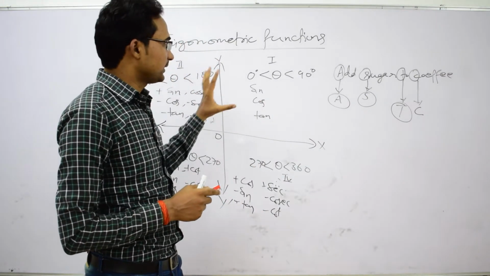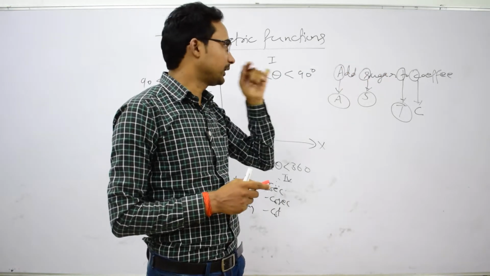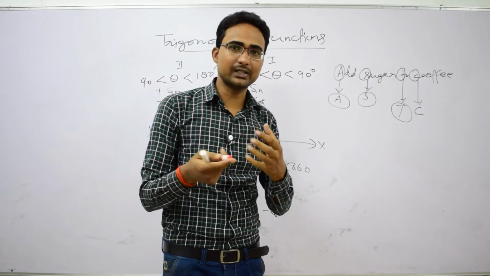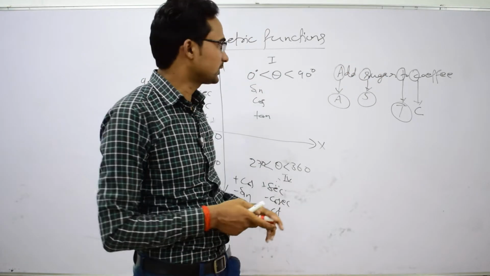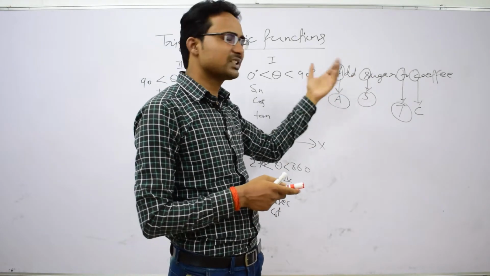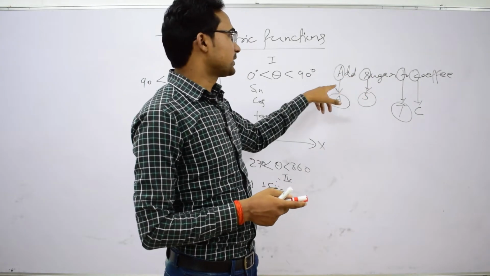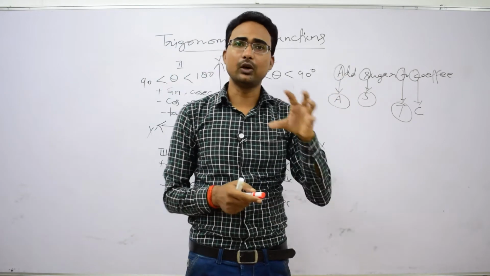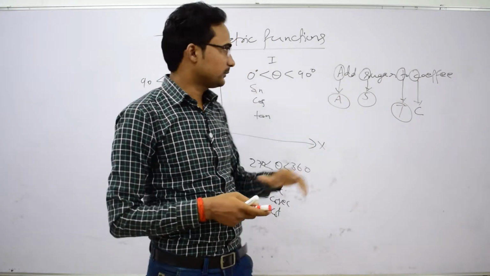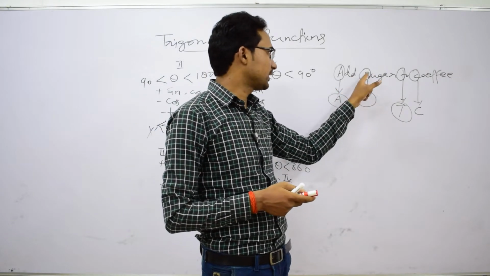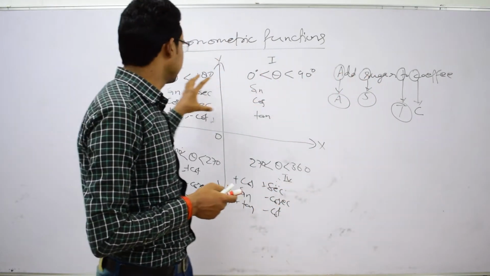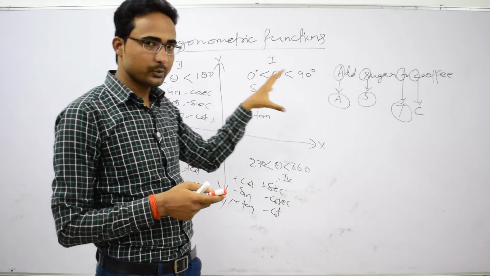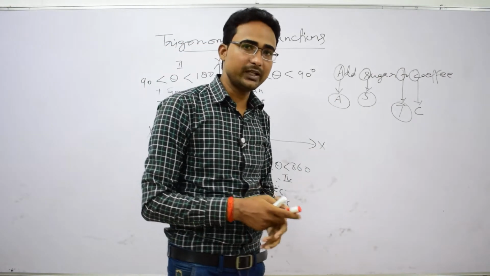Okay, so that means we can use a short trick to learn the sign convention of all trigonometric ratios: Add Sugar To Coffee, or you can make many other sentences. Add Sugar To Coffee: the first letter of Add is A, so in the first quadrant all trigonometric ratios are positive. The first letter of Sugar is S, so in the second quadrant sin and its reciprocal are positive, and the other trigonometric ratios will be negative.